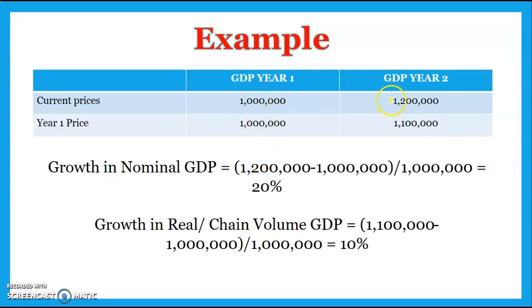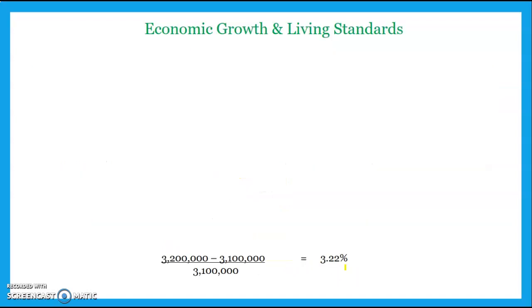So basically, and the next example will be clearer, you do the GDP in year 2 minus the GDP in year 1, divided by the GDP in year 1, and then times that figure by 100. So it's 1.2 million minus a million, divided by a million, times 100. And that'll get you a nominal GDP increase of 20%. Growth in real GDP, you use year 1 prices, but I'll explain that more a bit later. But basically your formula is year 2 minus year 1, divided by year 1, always divided by year 1, times 100, and you'd get a figure of 10%.